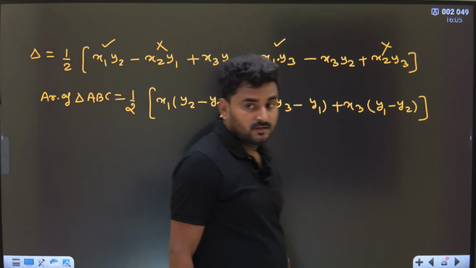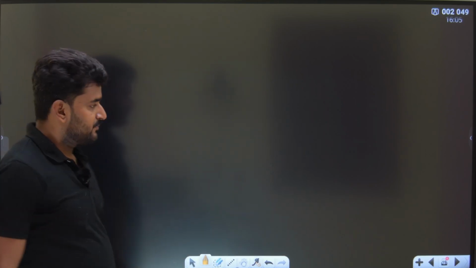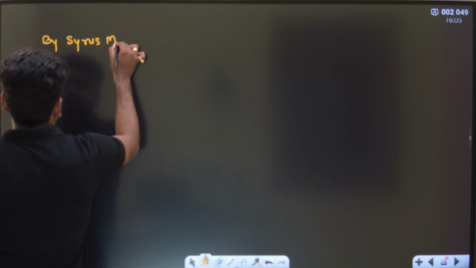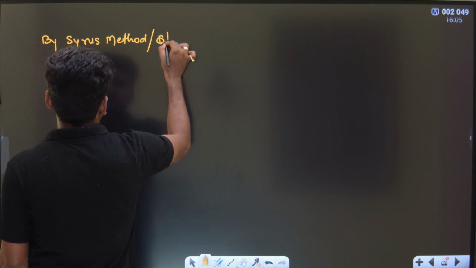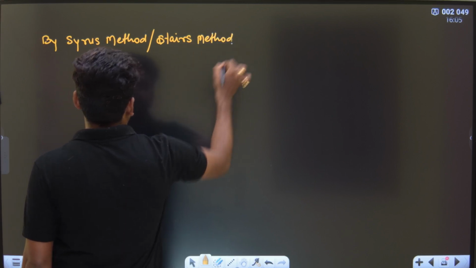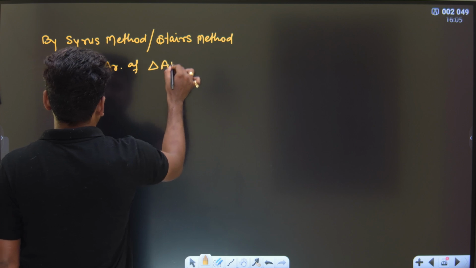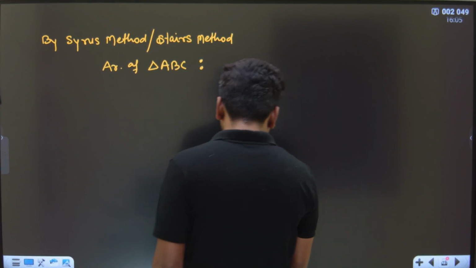Now let us see area of triangle by another method, that is the Sarrus method, or Shoelace method. What are we finding? We are again finding the area of triangle ABC. Let us see how to find the area of triangle using this method.